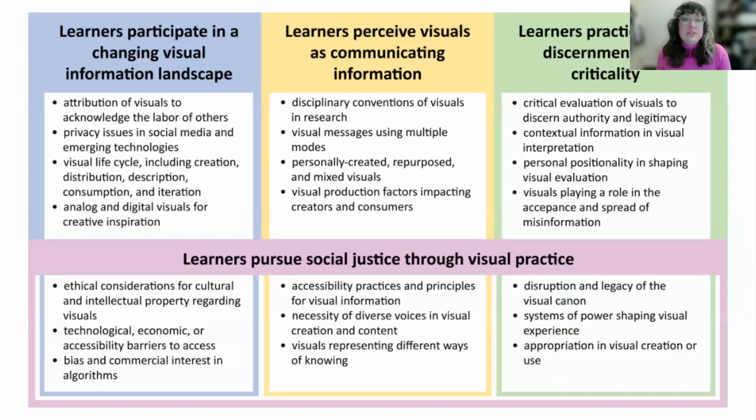This graphic shows some of the major topics covered by each theme, and it also shows that the 4th theme, learners pursue social justice through visual practice, actually encompasses topics that first appear in one of the 3 other themes. This is because we wanted to emphasize that the pursuit of social justice is integral to visual literacy learning and can't just be siloed off as something discrete or separate from the other themes.